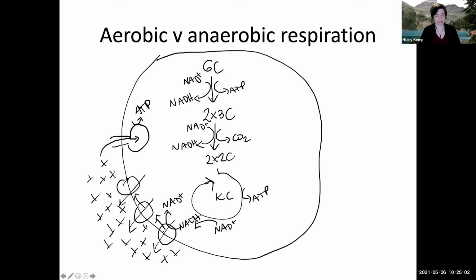Those electrons flow through the chain. Their energy is used to pump protons to the outside. Notice that this is a prokaryotic cell, right? And then they come back through ATP synthase to make ATP.